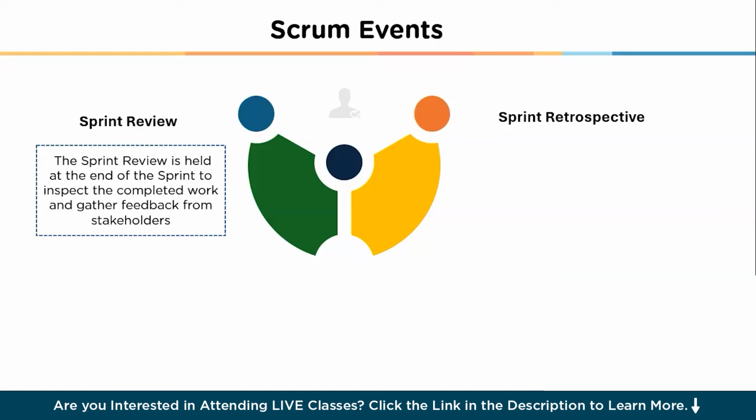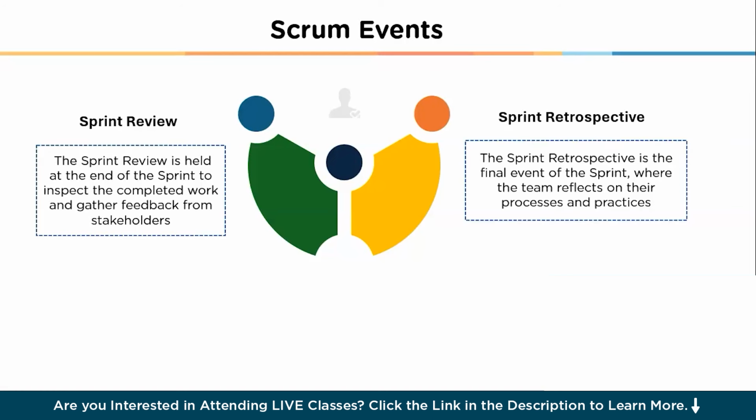Stakeholders provide input and the product owner updates the product backlog based on the feedback. The sprint review fosters collaboration and transparency, allowing stakeholders to see the product's progress and influence its direction. It also provides an opportunity to celebrate success and identify areas for improvement.